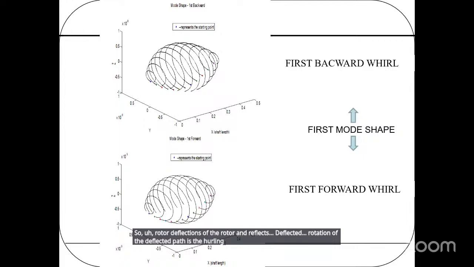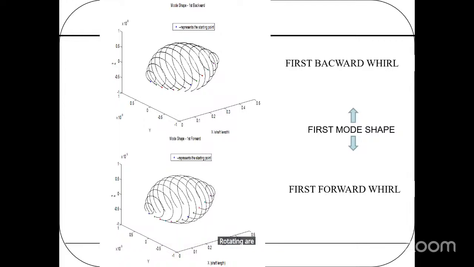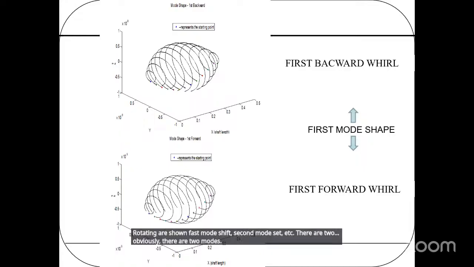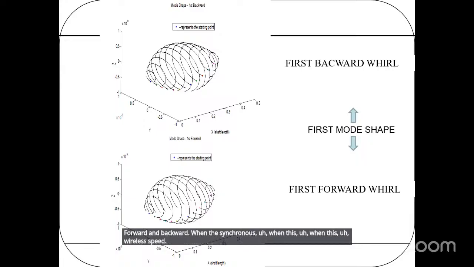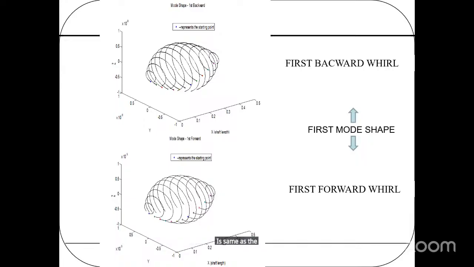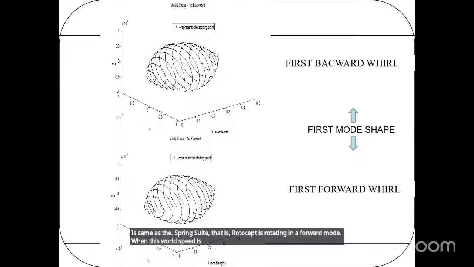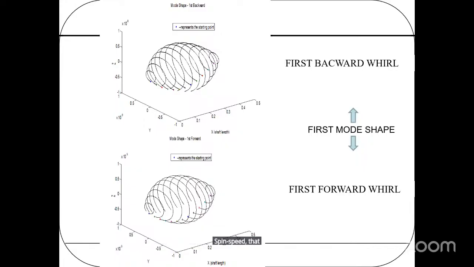Here are a few mode shapes showing how the rotor is rotating. First mode shape, second mode shape, etc. There are obviously two modes, forward and backward. When the whirling speed is the same as the spin speed, the rotor shaft is rotating in a forward mode. When this whirl speed is opposite to that spin speed, that time it is a backward mode.